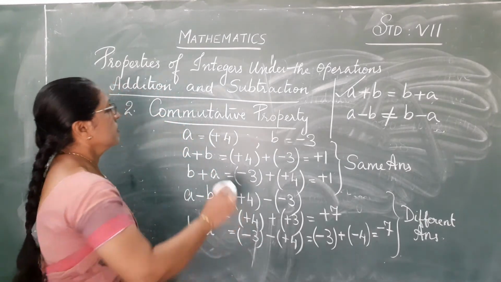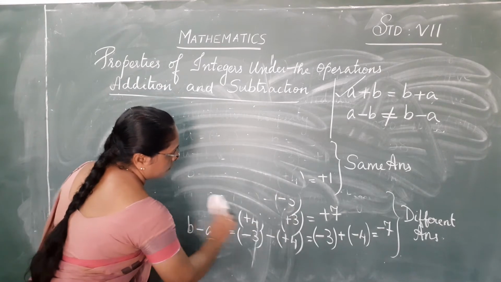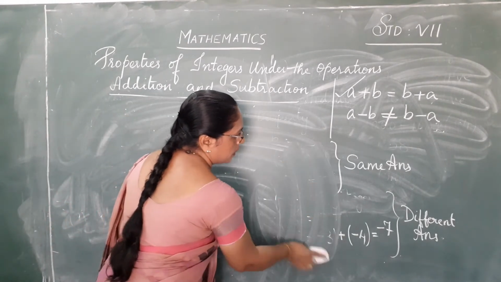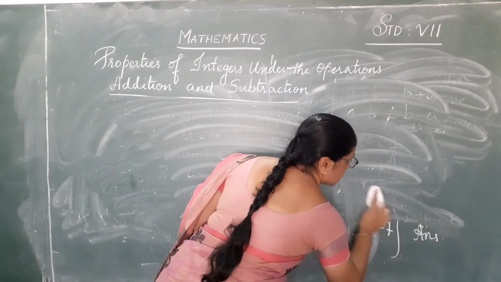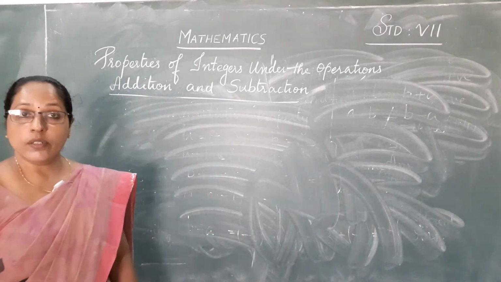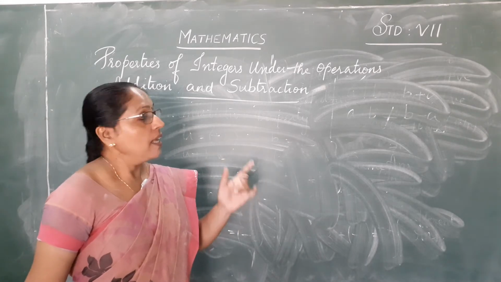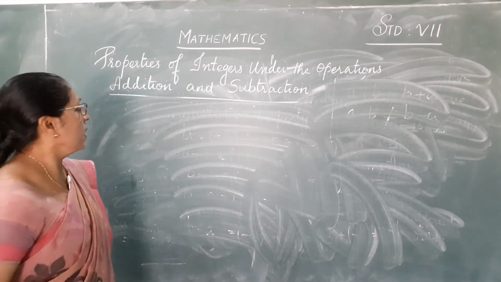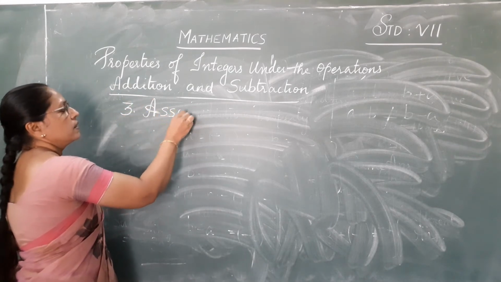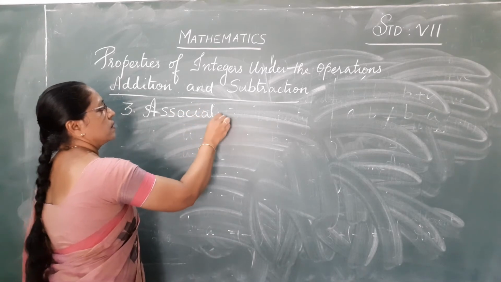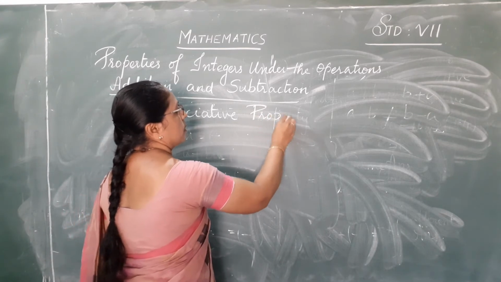Okay? Next we move on to the third property. Okay children, I hope you understood the two properties, closure property and commutative property. Next let's move on to the third property, that is associative property.